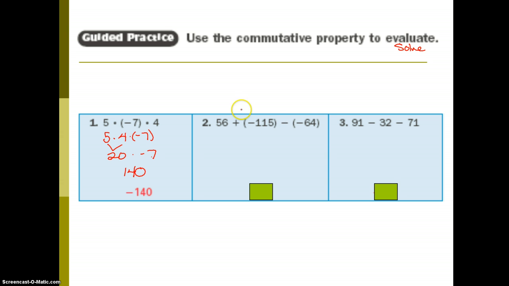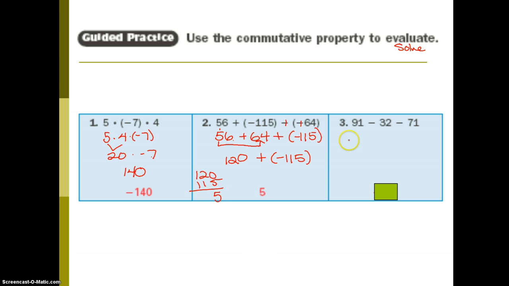First thing I always want to do is change subtraction to adding the opposite. So now I'm going to put my 2 positive answers together, and then at the end I'll add on my negative. 56 plus 64, 4 plus 6 is 10, carry the 1, 6 plus 5 is 11, plus 1 is 120. Now add negative 115, different signs, so when you set it up, you should realize that it is positive 5.